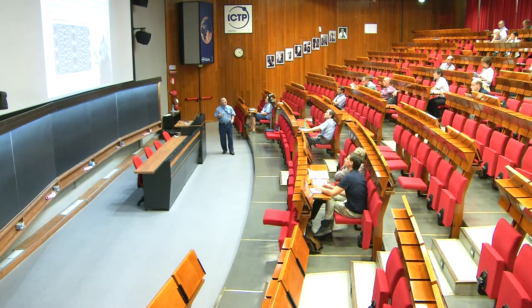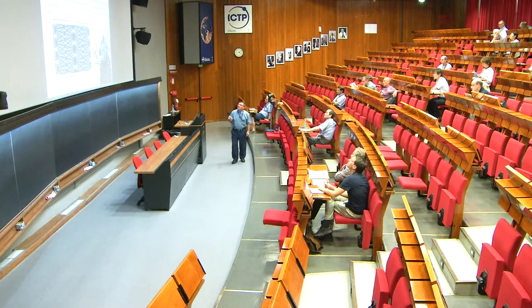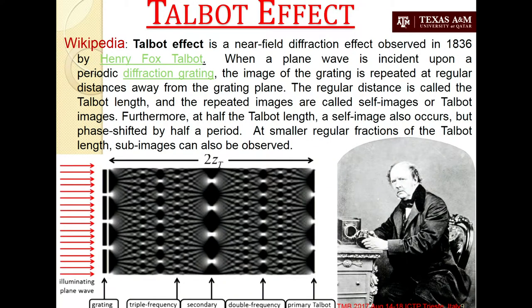And now, what is a Talbot effect? So here it is, a text from Wikipedia. This is Henry Fox Talbot. So the Talbot effect is a near-field diffraction effect observed in 1836 by Henry Fox Talbot. When a plane wave is incident upon a periodic diffraction grating, as it is here, this is the illuminating plane wave, here is the grating, okay? The image of the grating, here it is, the near field image of the grating, is repeated at regular distances away from the grating plane.